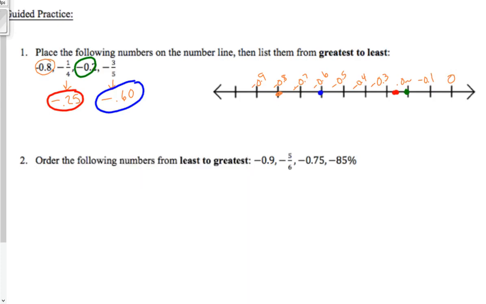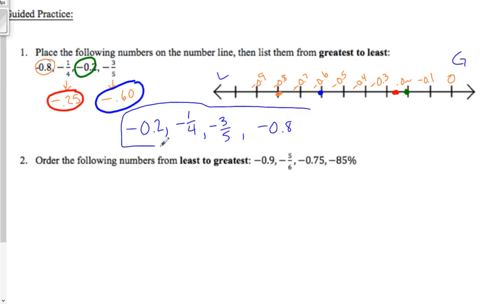So then we can list them in order from greatest to least. So greatest is over here, least is over here. So we would start at that other end. So we get negative 0.2. Then our next one is negative 1/4. And our next one is the blue, which is negative 3/5. And then our next one is negative 0.8. So I have 1, 2, 3, 4 in my question and 1, 2, 3, 4 in my answer.